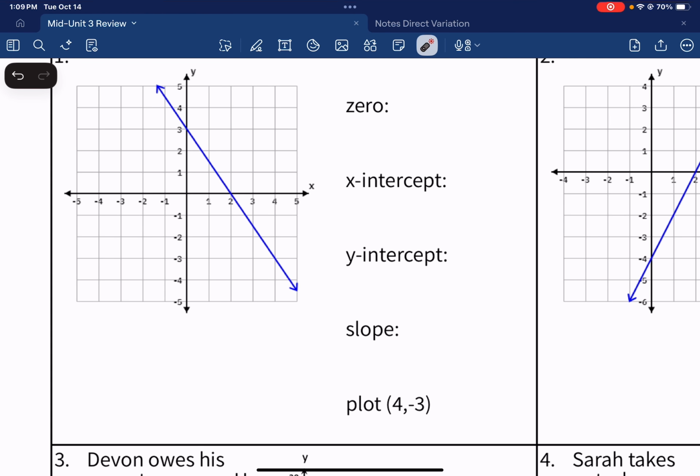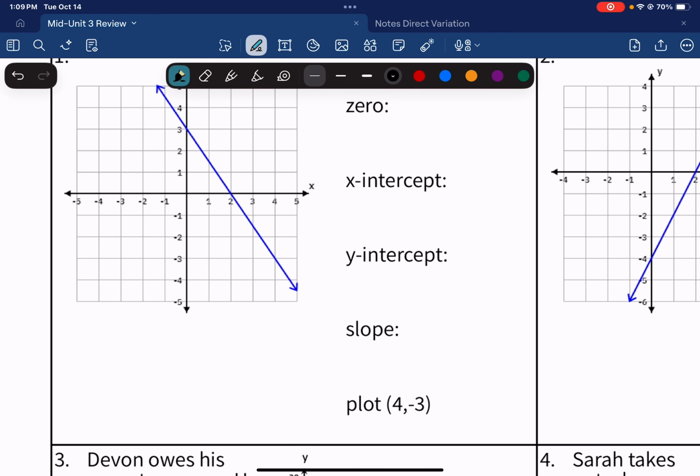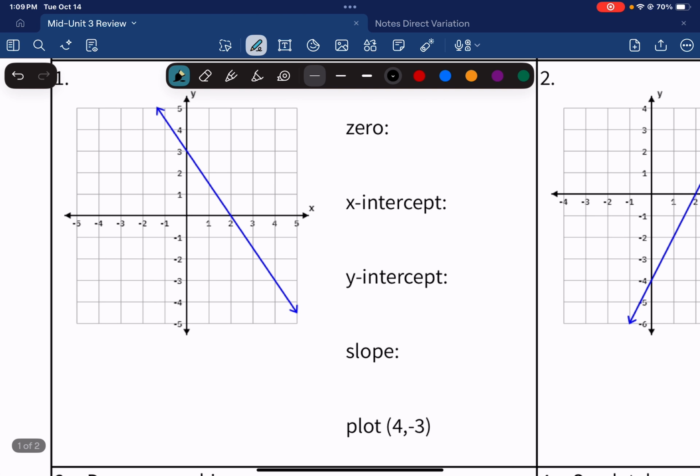We have a graph and we're asked for some attributes. So the first thing that we're asked for are zeros, or a zero. And it's important to know that a 0 and an x-intercept are basically asking for the same information. They want to know, where does my graph cross the x-axis?